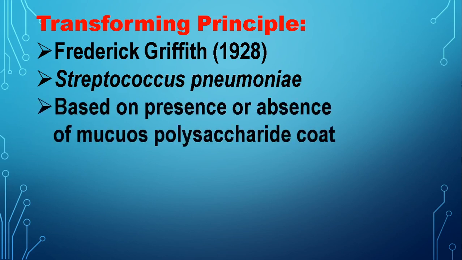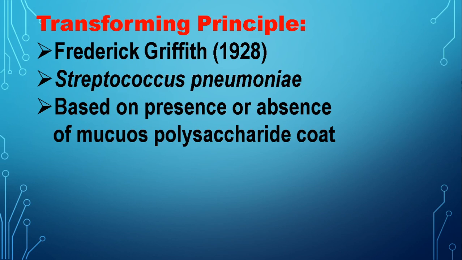Now, based on whether the Streptococcus pneumoniae had a mucus polysaccharide coat, a mucus covering on its surface, two strains of the bacteria were identified, based on the presence or absence of the coat. One was named the R strain, the other was named the S strain. R standing for rough and S standing for smooth.